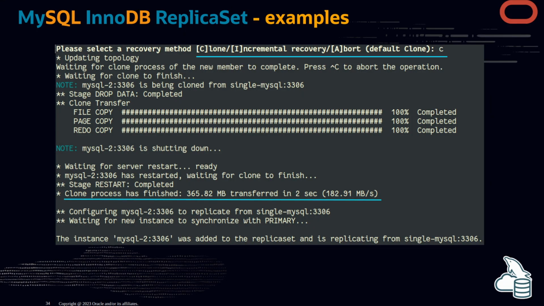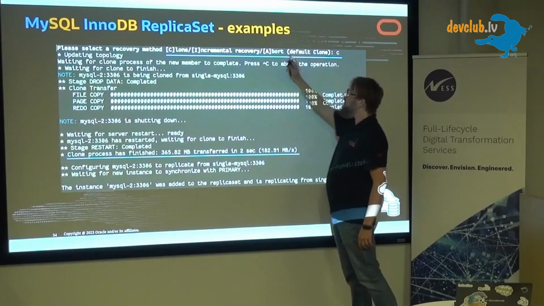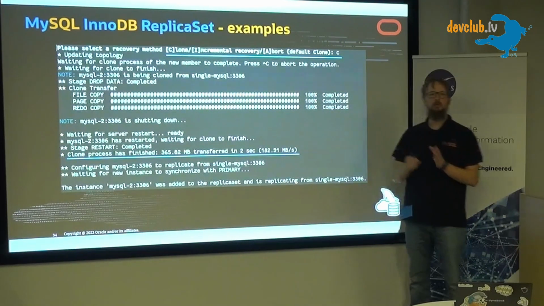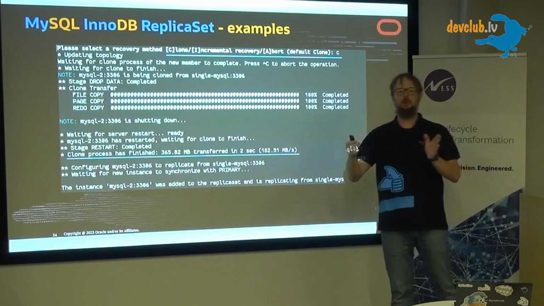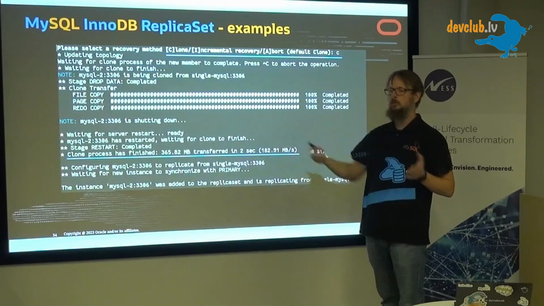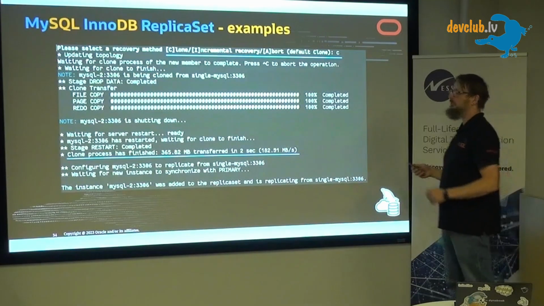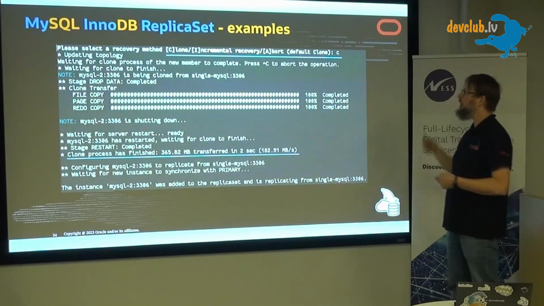Then when we add a new one, it says, do you want to do a clone or an incremental recovery? Incremental recovery means doing the point-in-time recovery, playing all the binary logs. But we don't know if we have them all. Usually you don't have them all. But if you started from a dump, you could do it.